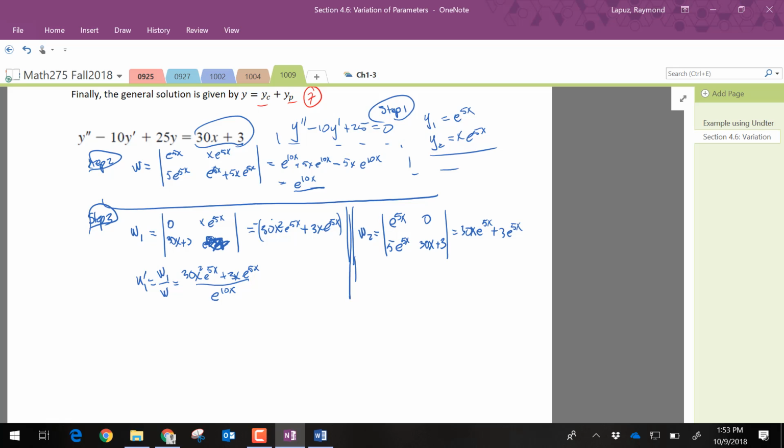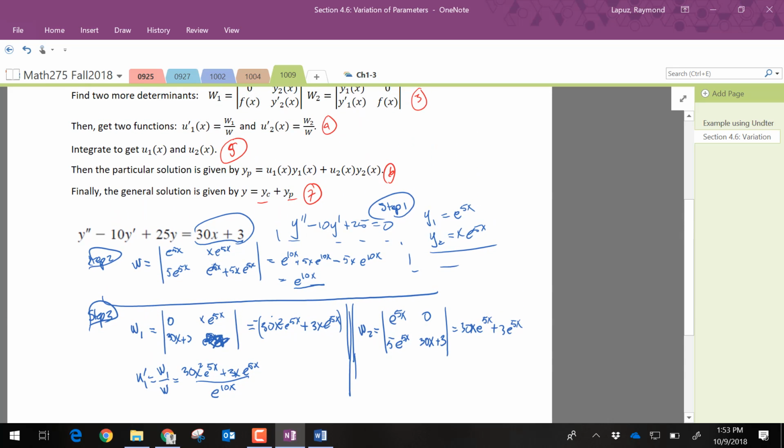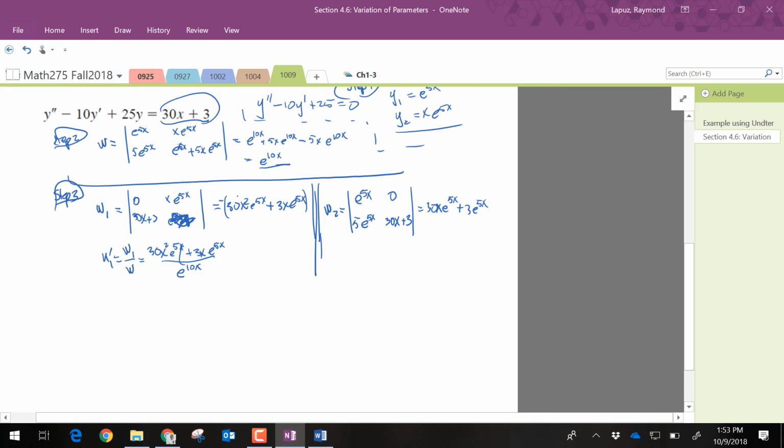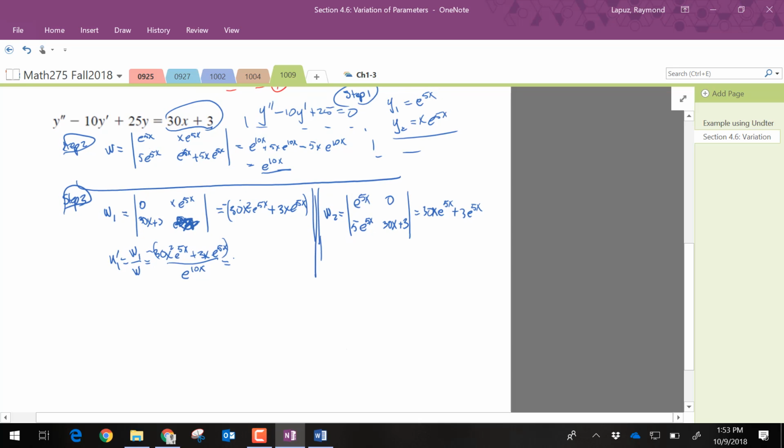Was it negative? What was negative? Oh, yeah, that negative sign that Luis brought up. So this is going to be minus 30x squared e to the minus 5x minus 3x e to the minus 5x. So we need to integrate that.